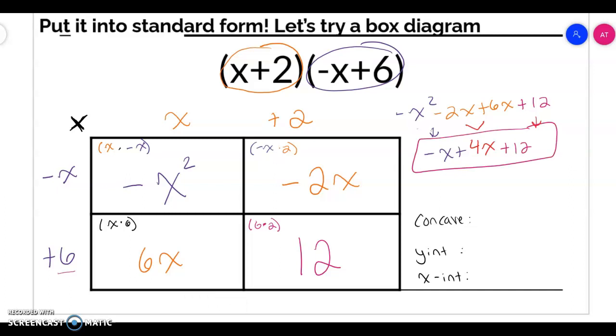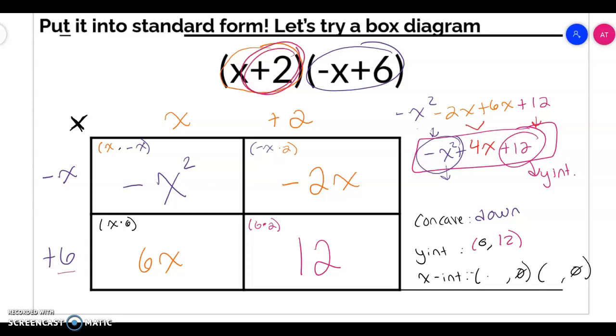Now I can know if it's concave up or down in the same process. Oops, this is squared. This means it's negative, so it's going to concave down. My y-intercept is right there, and that's going to be 0, 12. It's going to be my y-intercept, and my x-intercepts, remember, we can find from the factored form.